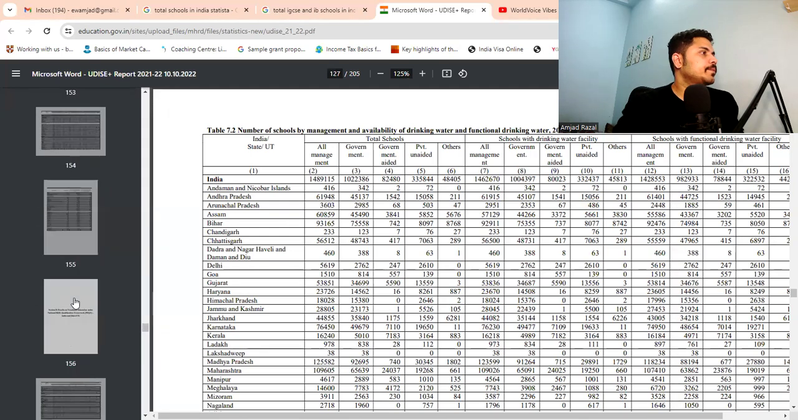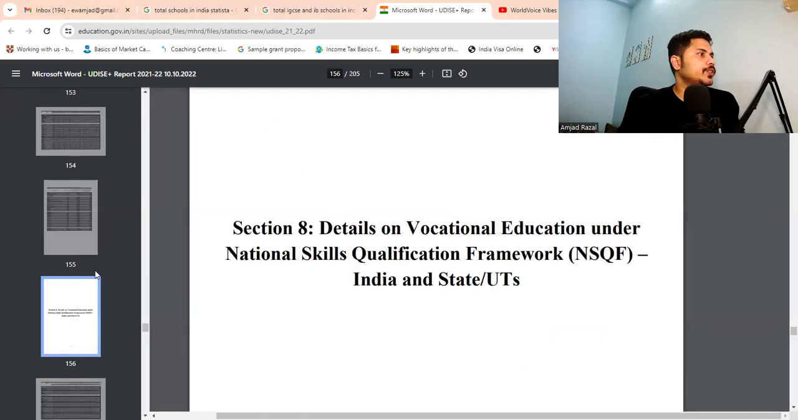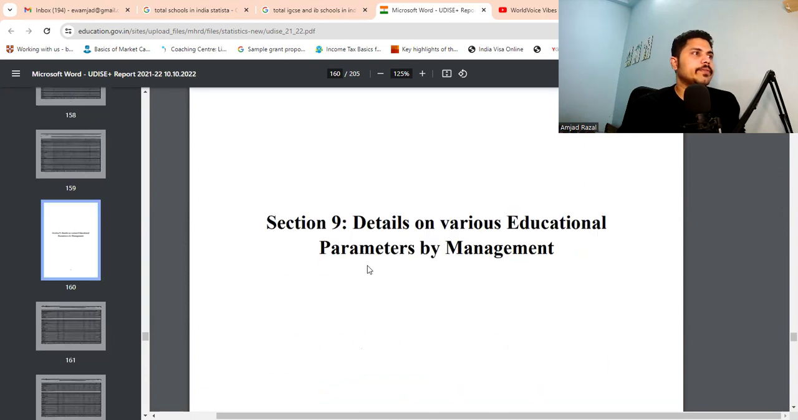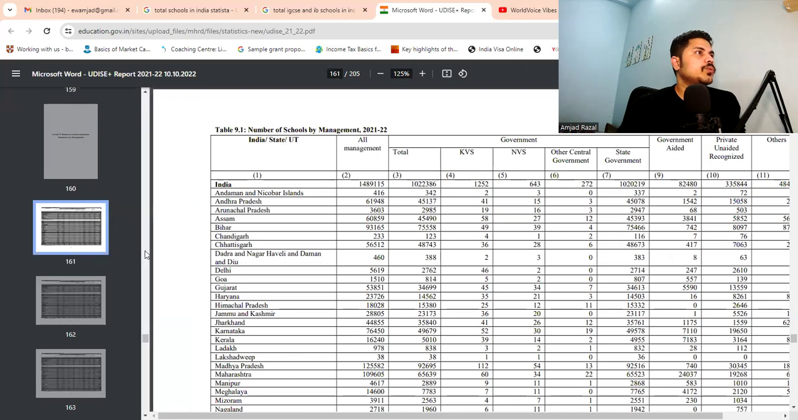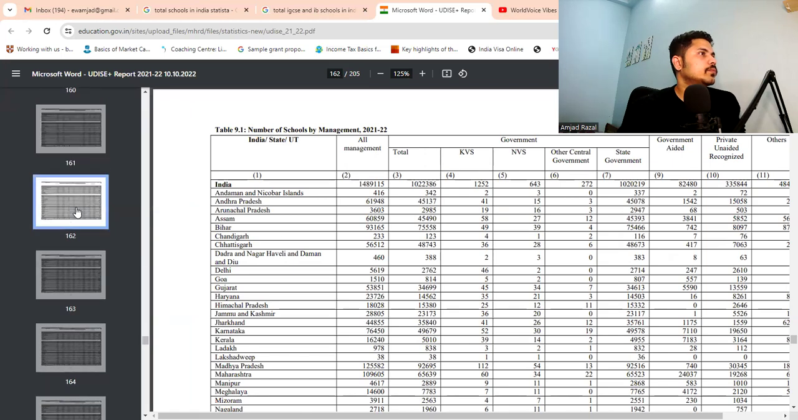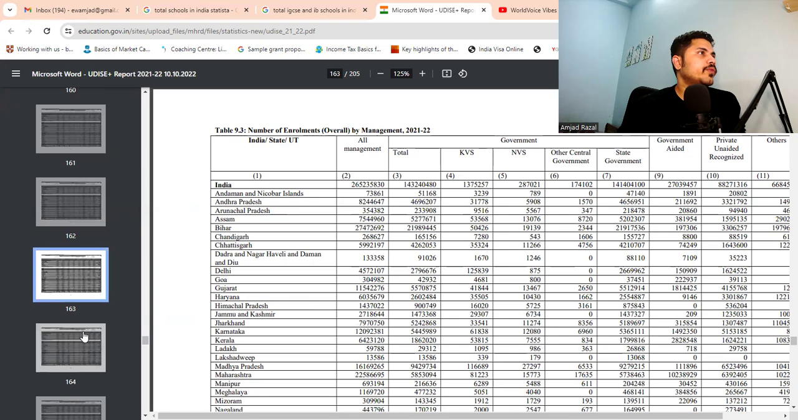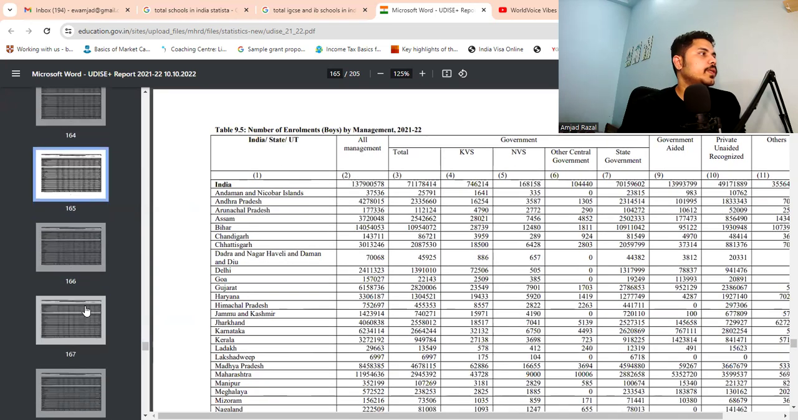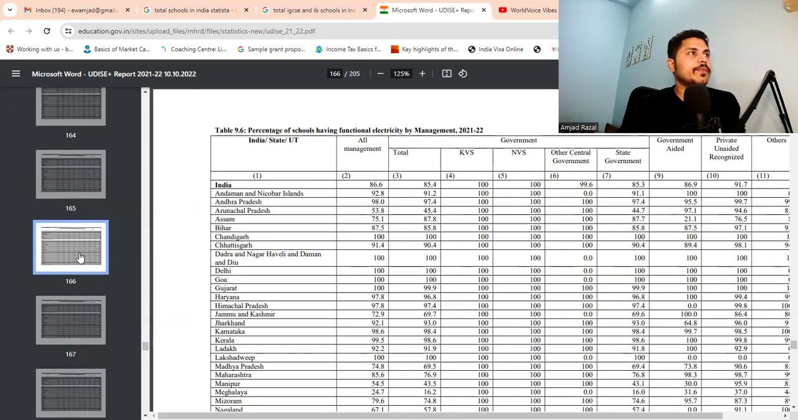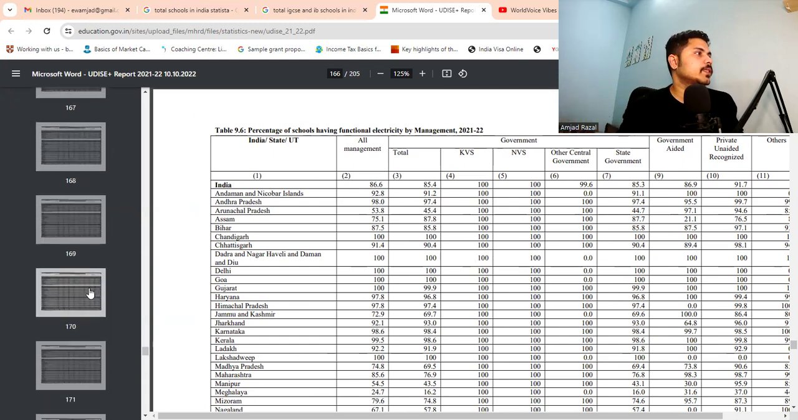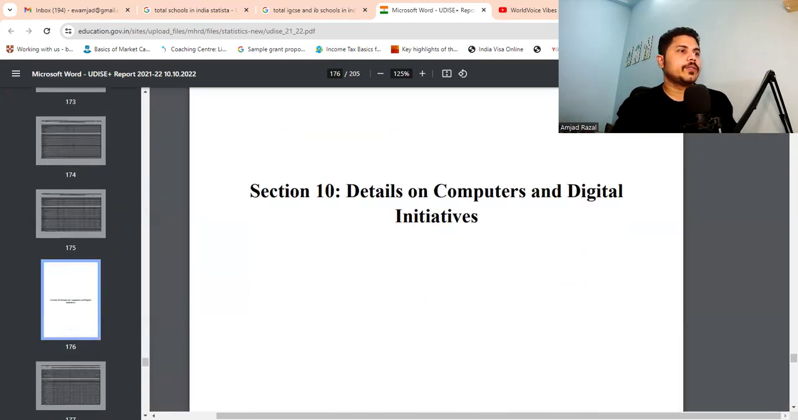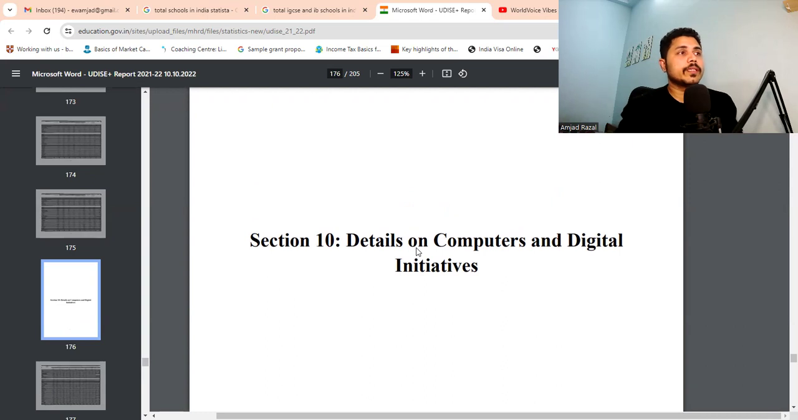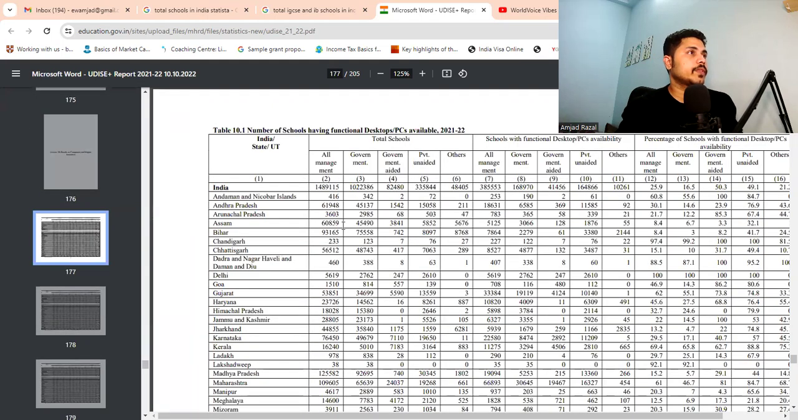We have details on vocational education. Then we have details on various educational parameters by the management: number of teachers, number of enrollments, number of girls, number of boys, percentage of schools having functional electricity. Somewhere it's being repeated, government schools and central government schools and all the other things. I think that's it. Then details on computers and digital initiatives. Yes, this is somewhere interesting.